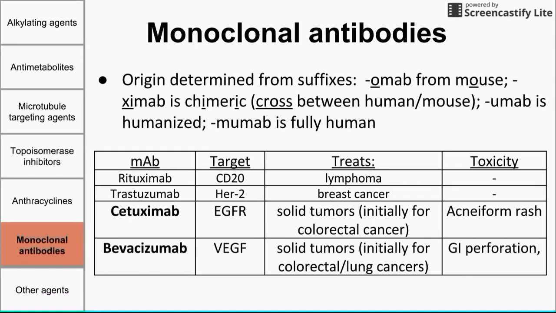Another one that's worth knowing is bevacizumab, which targets VEGF, vascular endothelial growth factor, also used for solid tumors, initially developed for colorectal and lung cancers. This is a problem because it can cause GI perforation. VEGF is a factor that promotes angiogenesis, promotes the growth of blood vessels into new parts of the body or into tumors. If you inhibit those, you can weaken the GI tract and cause perforation of the GI tract.